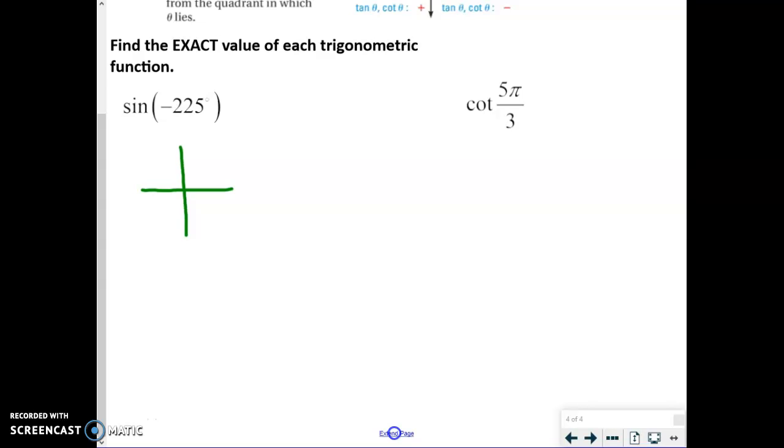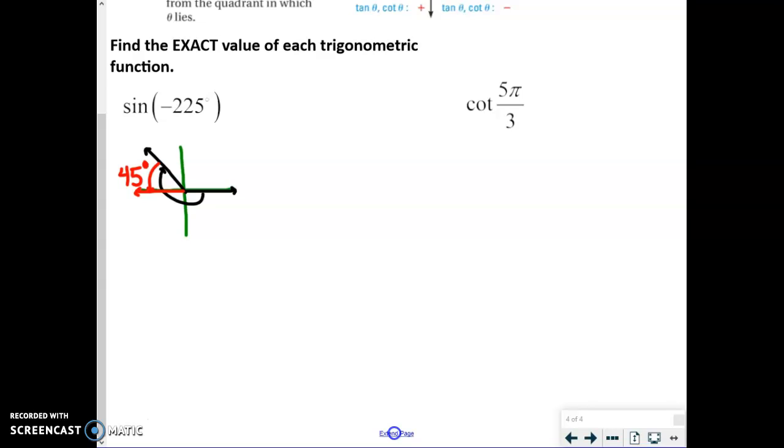So if we start with negative 225 degrees, remember that goes in a clockwise fashion and it ends up giving us a terminal side right here in quadrant 2. So there's the negative 225 degrees. So what we're looking for is what's its reference angle? Well, how many degrees back to the negative x-axis is it? And the answer is it's 45 degrees. So the reference angle for this given situation is 45 degrees.